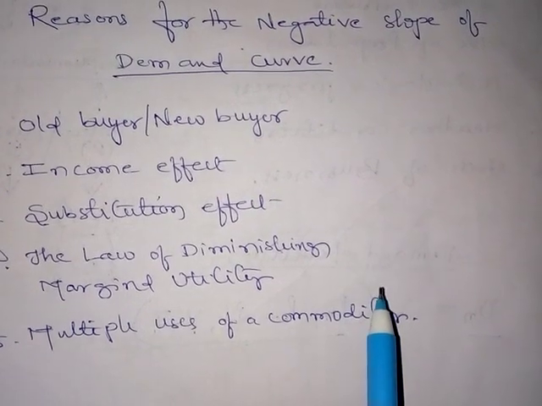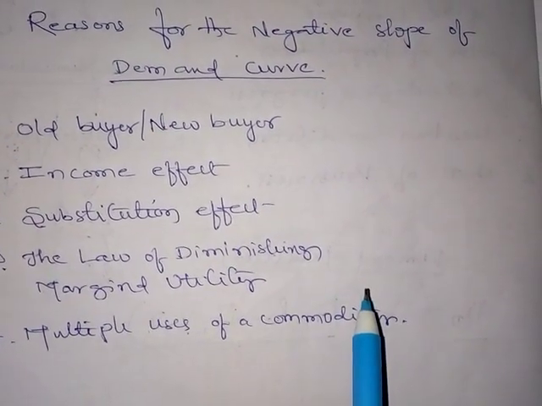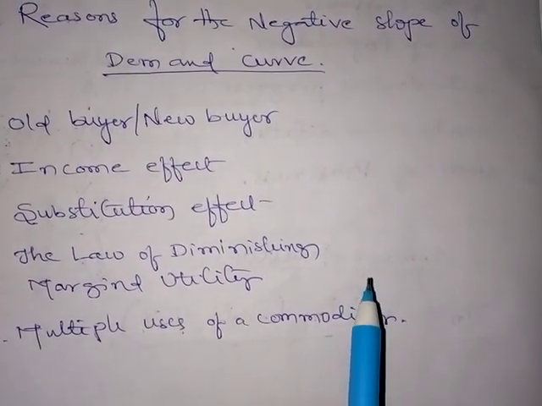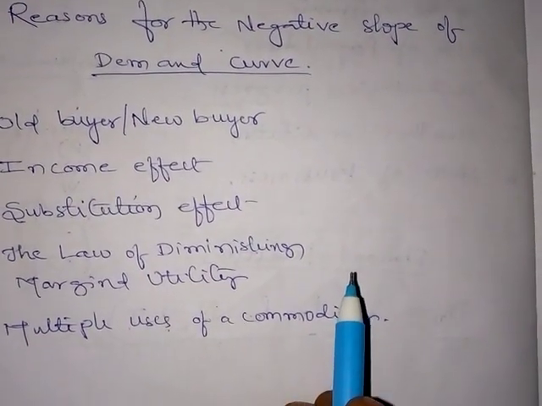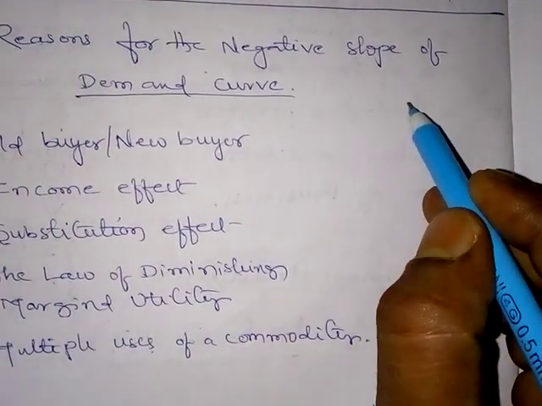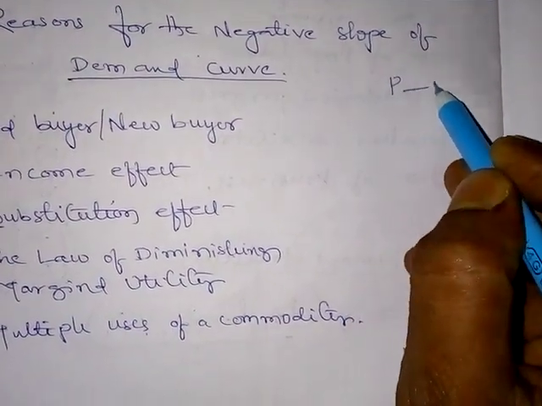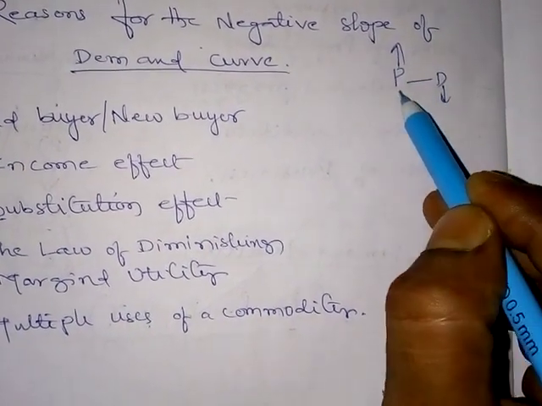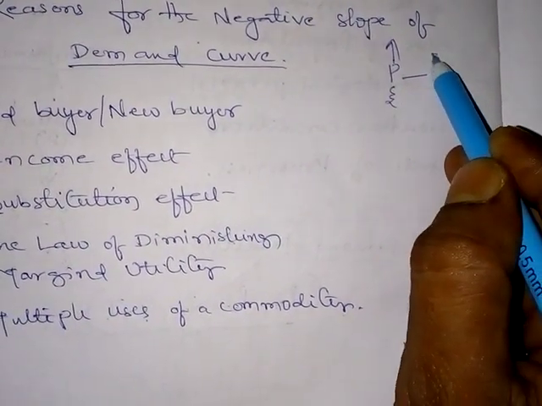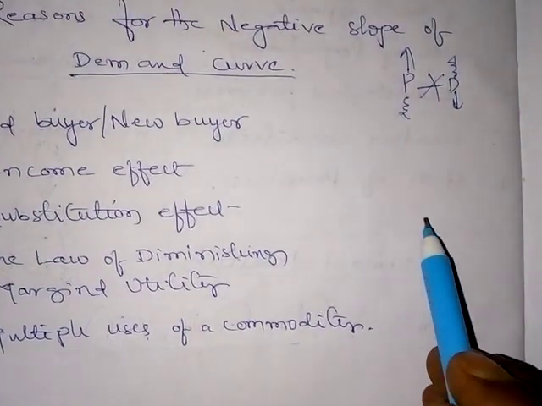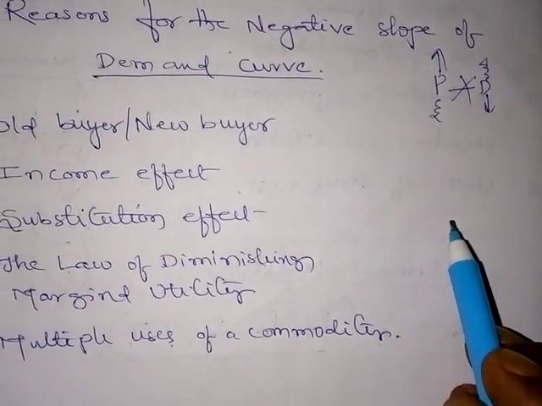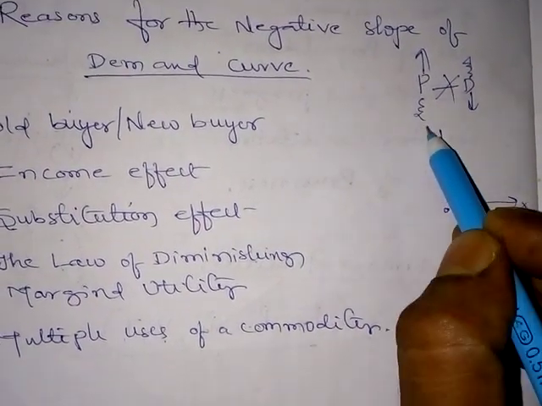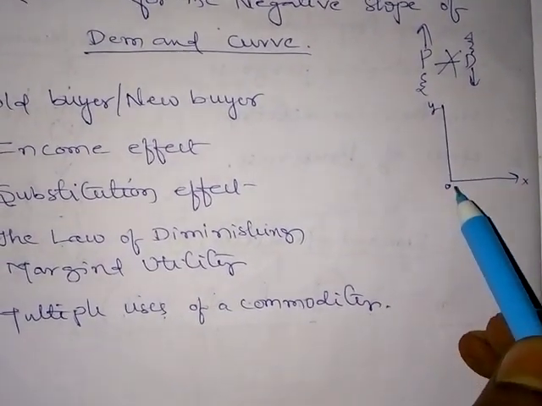Right? The important determinant of demand for a commodity is its price. There is an inverse relationship between price and demand. When price rises, demand falls. When price falls, demand rises. Therefore, demand curve slopes downwards to the right.